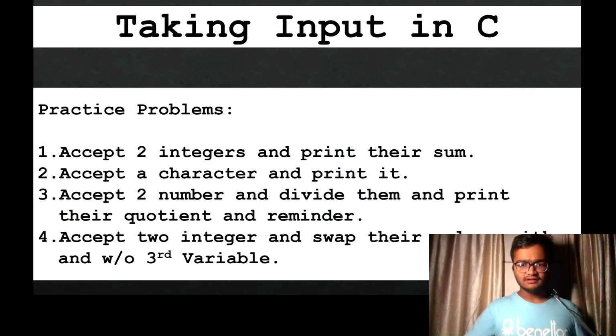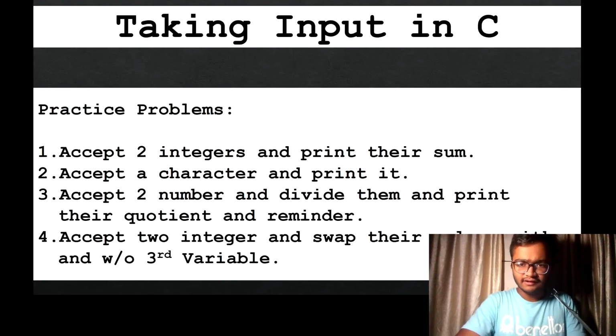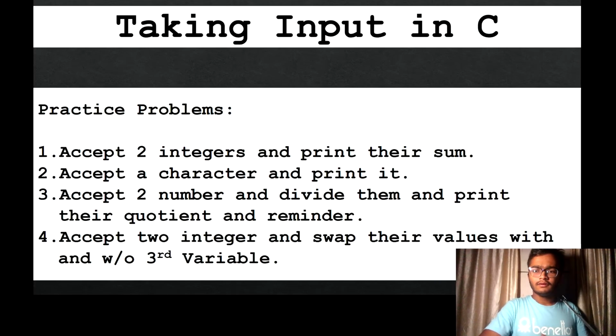So here the question says, I know the question is not visible fully. Let's reduce my screen size. Yeah. So the question says accept two integers, swap their values with and without a third variable. So let's see how we do this last question, which is accepting two integers and swapping their values with or without a third variable.